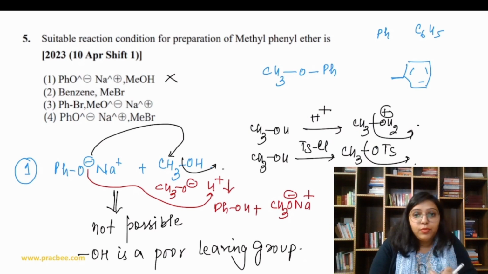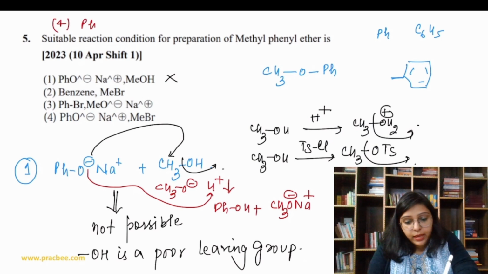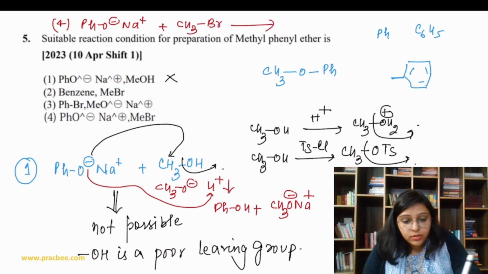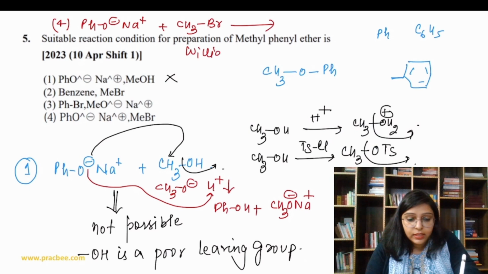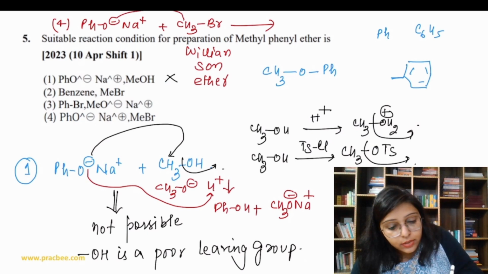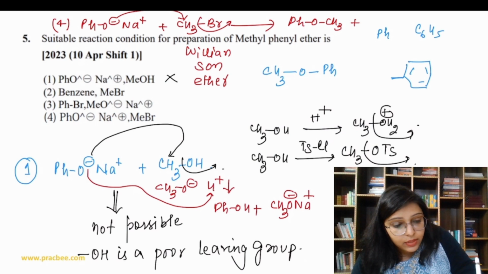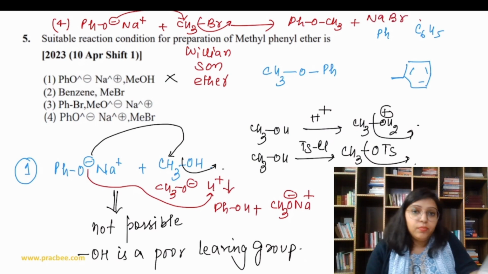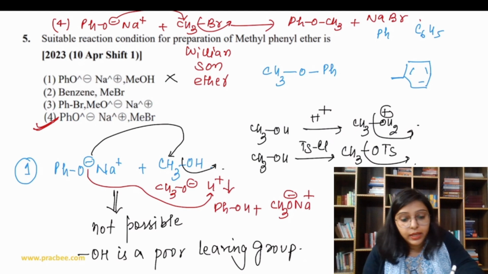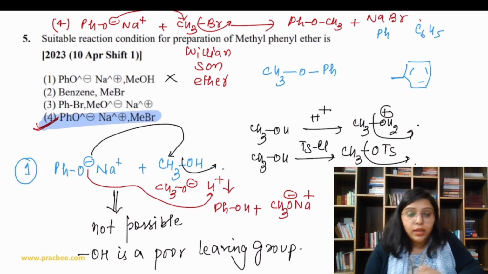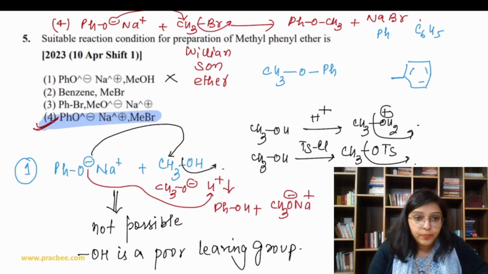Now we have only the fourth option, so let's check it. The fourth option is PhO minus Na plus and CH3Br. This reaction is Williamson ether synthesis. O minus attacks the CH3 and Br leaves, and we get PhOCH3, and with that we get NaBr. So we get methyl phenyl ether. This is going to be the correct answer.